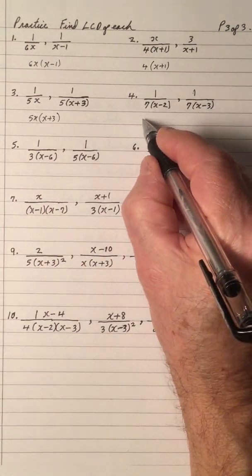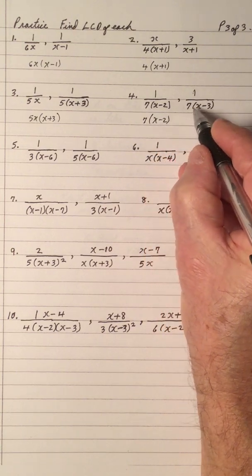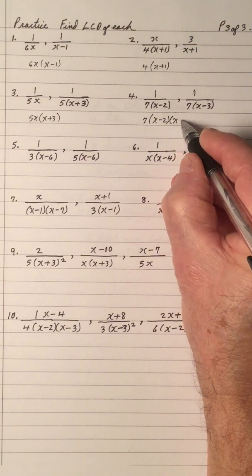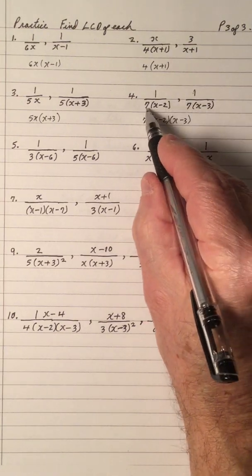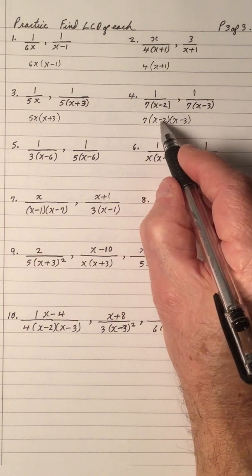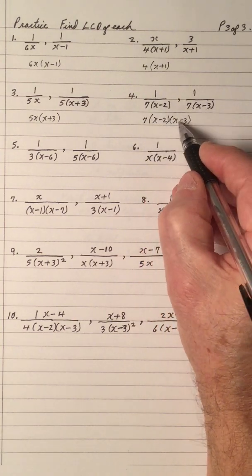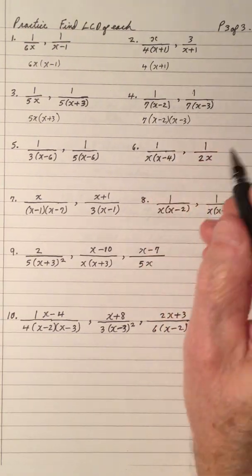And I have to have the first one. I have to have the 7. I have to have the x minus 2. The 7 is already there, and the x minus 3 is not there. So there's the LCD for these two. 7 is here, x minus 2 is here. The 7 here is right there, x minus 3 is right there. So this is the LCD for these two.